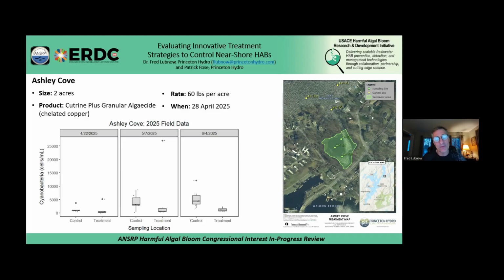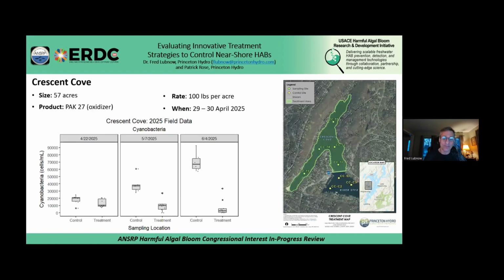But what we really want to find out is, did this translate into this year? That's why we were out collecting additional data last week. So we're asking, instead of waiting for a bloom to occur and then treating, can we be more proactive and prevent the bloom from developing in the first place, but also use a lot less product?